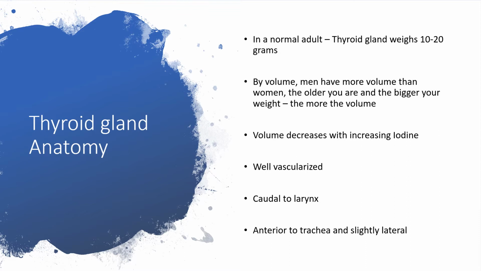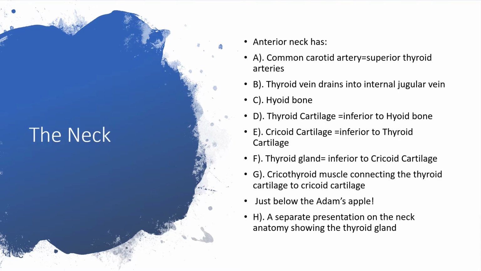The thyroid gland is well vascularized. It is caudal to the larynx, that is, it is below or inferior to the larynx. It is anterior and slightly lateral to the trachea. If you check the neck region, the thyroid gland will be found at the anterior portion of the neck.